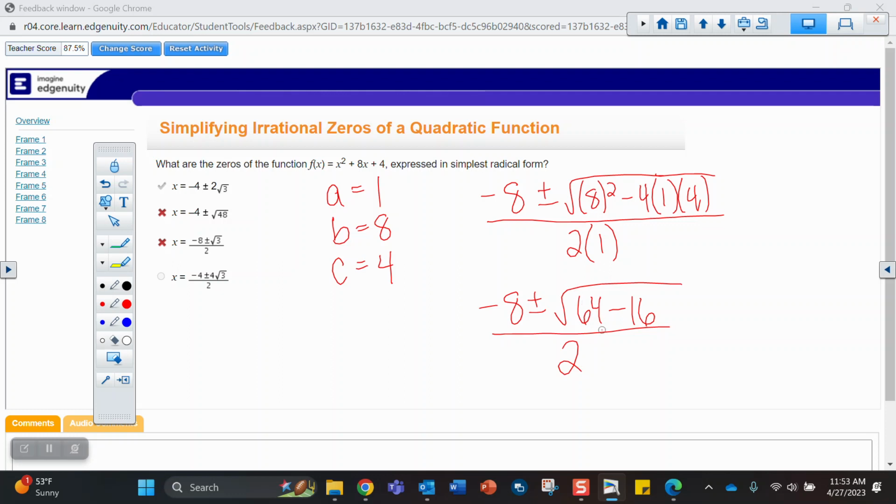64 minus 10 is 54, minus 6 is 48. So we're going to get a 48 inside. I'm trying to think here of what the error might be that you're making. Plus or minus the square root of 48 all over 2.